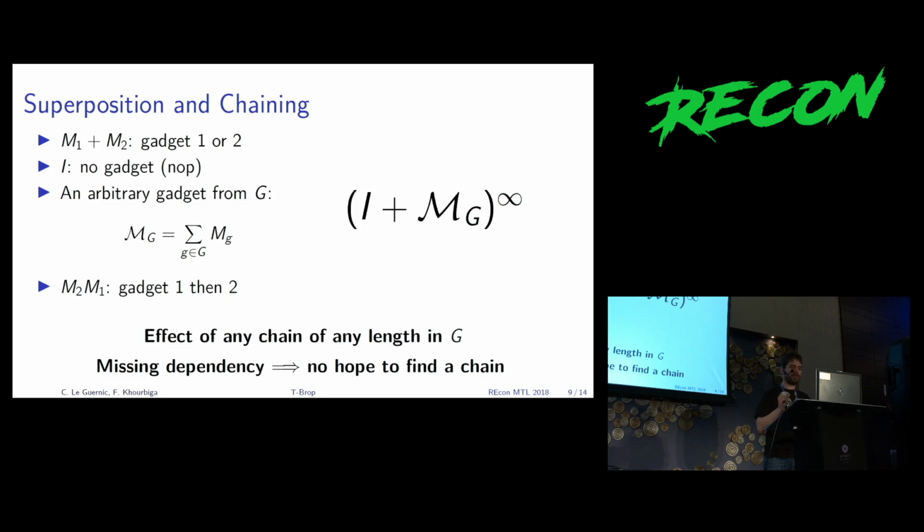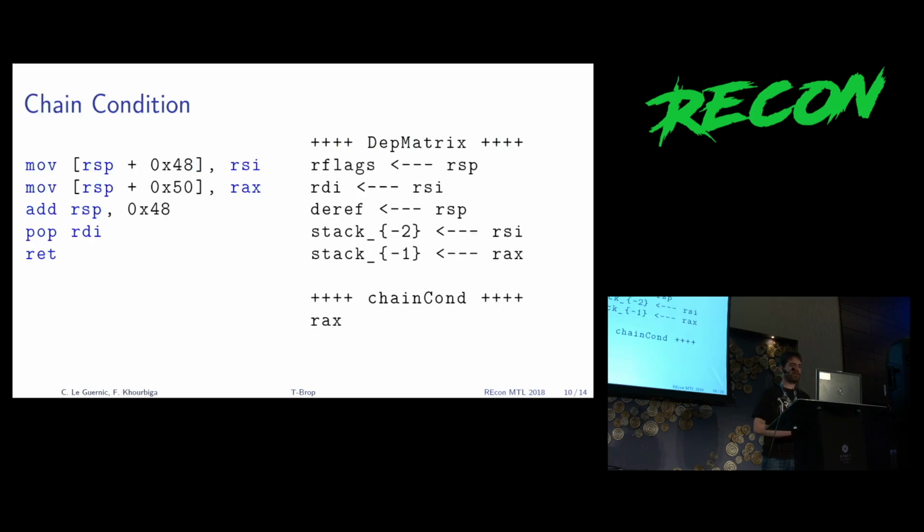Conversely, if I find the dependency I'm interested in, it doesn't mean that a chain exists, for several reasons. First, because we are doing some over-approximations, and second, because we are not considering here the chain condition. The chain condition is basically the condition that tells you that you can chain your gadget with something else.